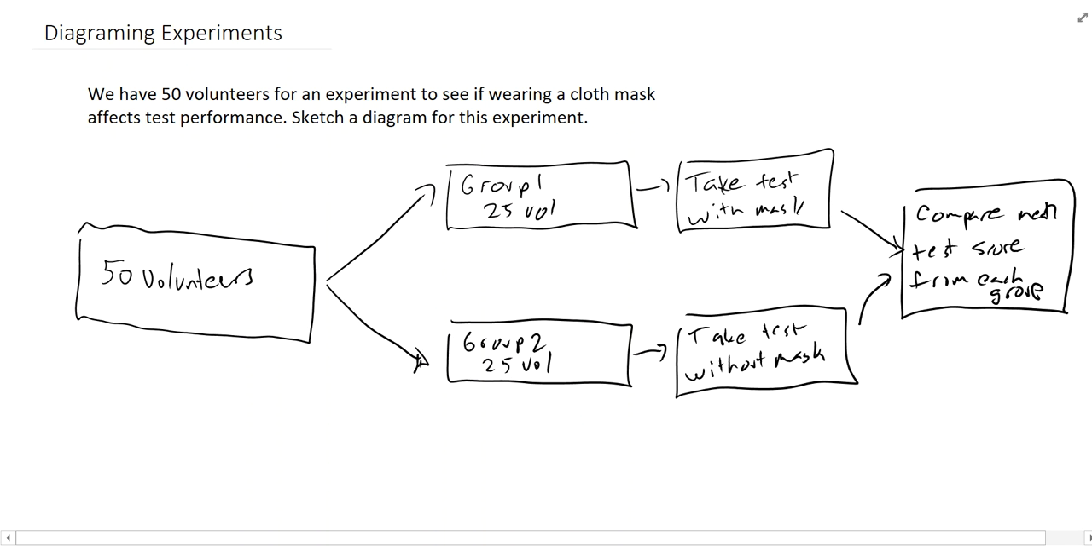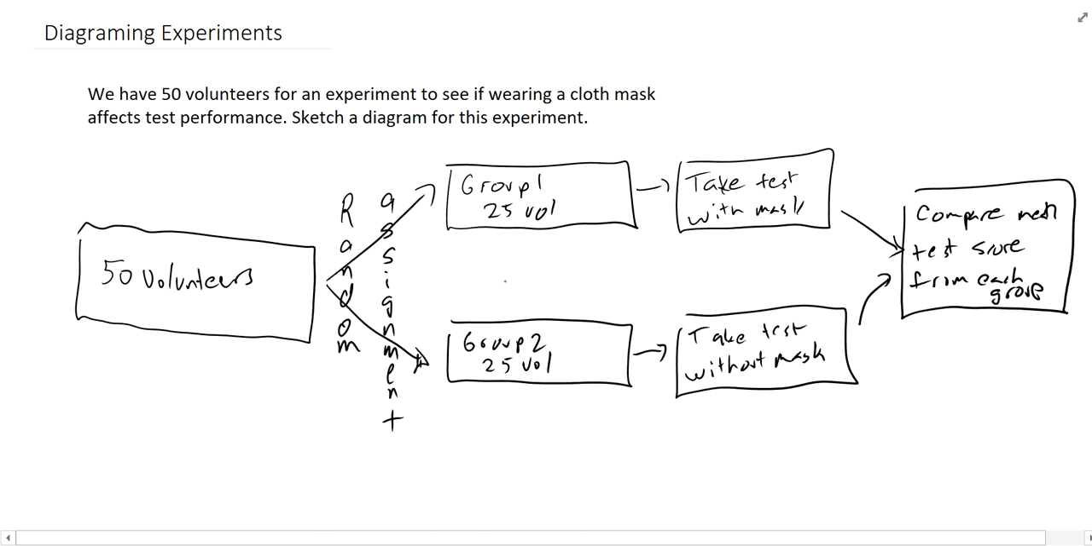Of course, one of the big things of an experiment is that we want it to be randomized, and so it's really important that our randomization happens here at the beginning when we divide the volunteers into two groups. So it's a nice randomized comparative experiment where we've got a fairly large group size in there.